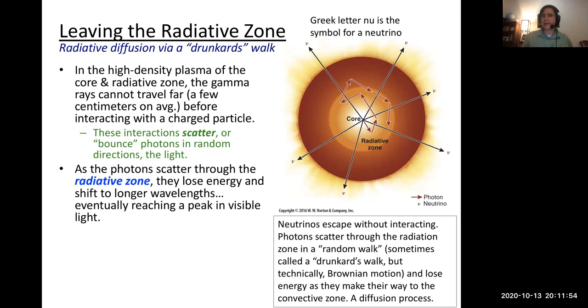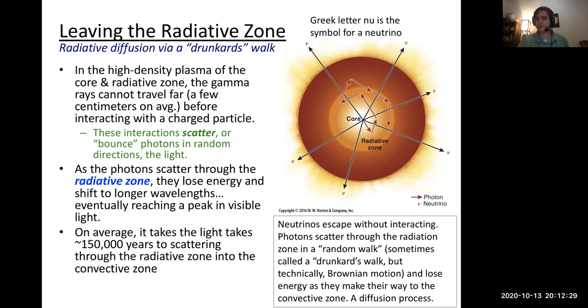And each time it bounces off an ion or electron, it's going to lose a little bit of energy, shifting it from the gamma ray portion of the electromagnetic spectrum to longer and longer and longer wavelengths, through the X-rays, through the UV, and eventually down towards the visible part of the electromagnetic spectrum. And this path, this random walk, yes, it'll slowly make its way statistically away from where it was produced, away from the core, but it's going to take a long bouncy path to get there. And so-called Brownian motion, also called a random walk or a drunkard's walk.